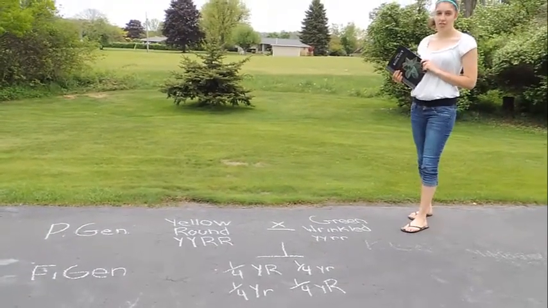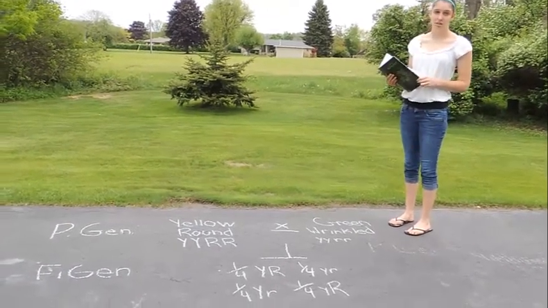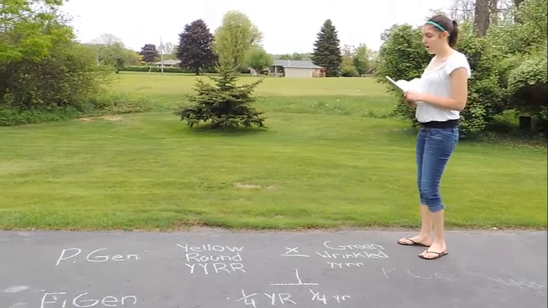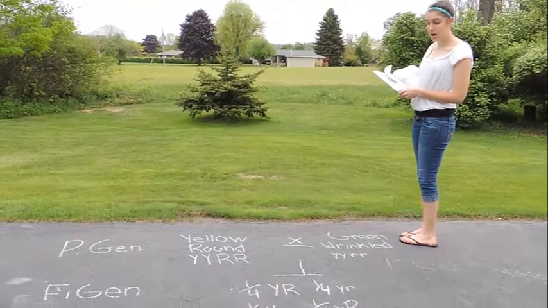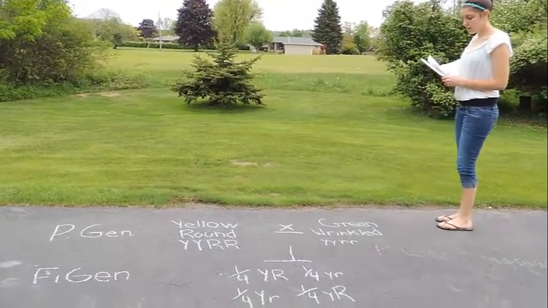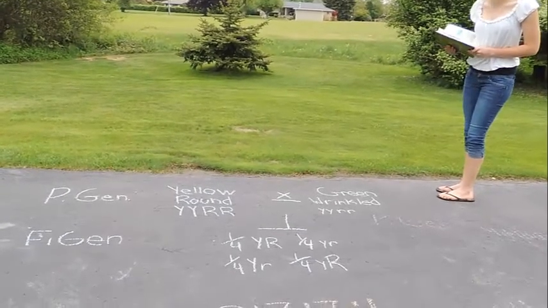Okay, this is one of Mendel's dihybrid crosses. We started with the P generation, also known as the parent generation. We started with the true-breeding yellow round, which is big Y, big R, crossed with a green wrinkled, which is little y, little r.